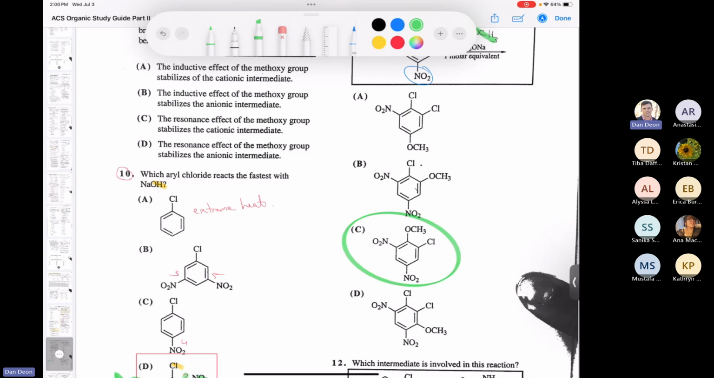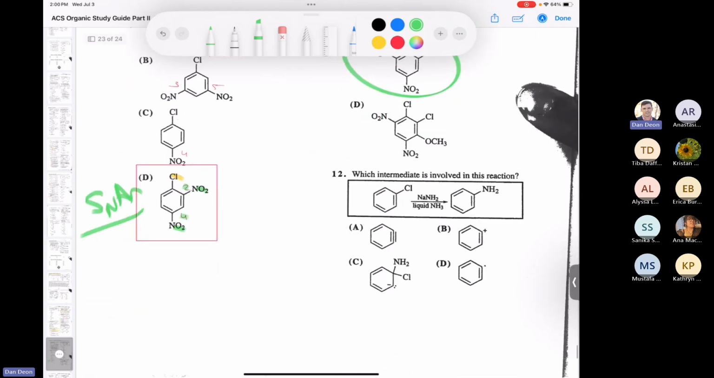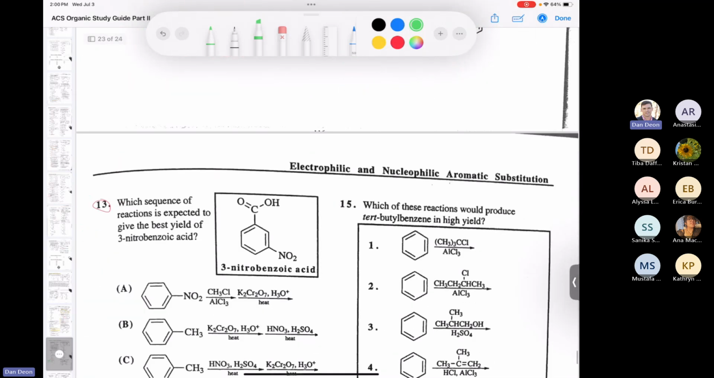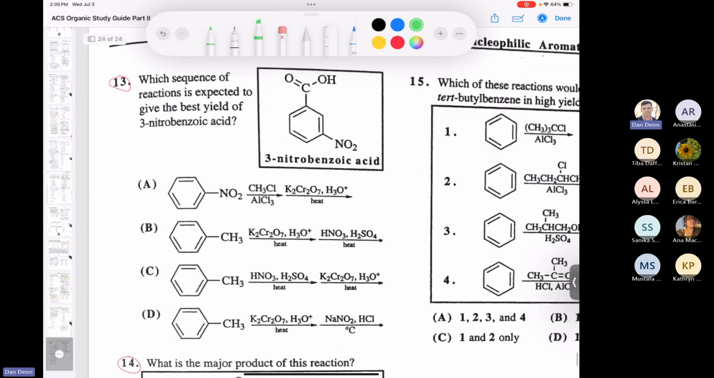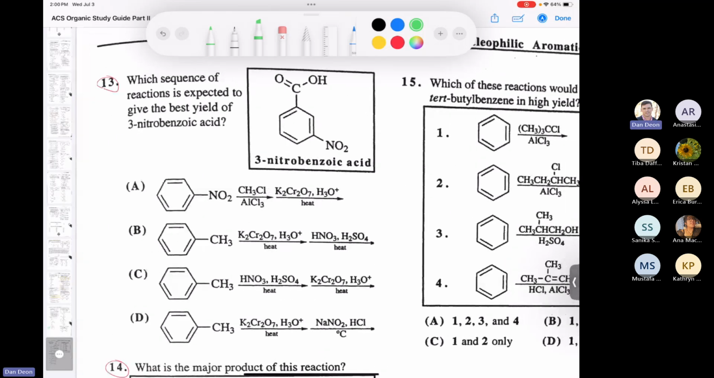Okay, let's try number, so we did 11. Let's try 13. Another one I had picked out. Oh, I hate these ones. Which sequence of reactions is expected to give 3-nitrobenzoic acid? So let's say you wanted to make this compound. I'll just walk through them verbally here. So the first one, you've got a nitro group on it. Then you do a Friedel-Crafts alkylation. That would put a methyl group in the meta position.